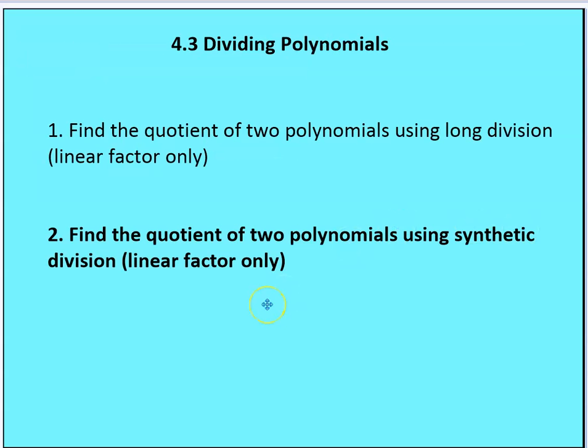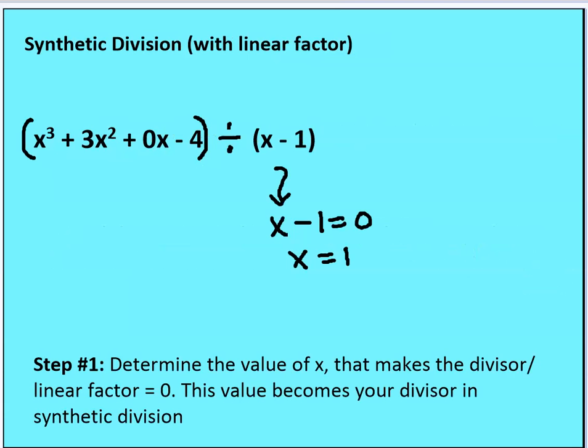We're going to find the quotient of 2 polynomials using synthetic division, again with a linear factor. So let's talk about synthetic division. I'm going to divide x cubed plus 3x squared minus 4. So same polynomial divided by the same linear factor, but we're going to do this through synthetic division.